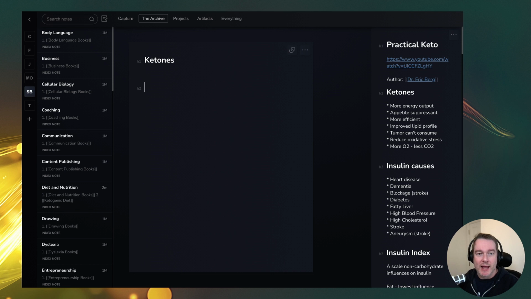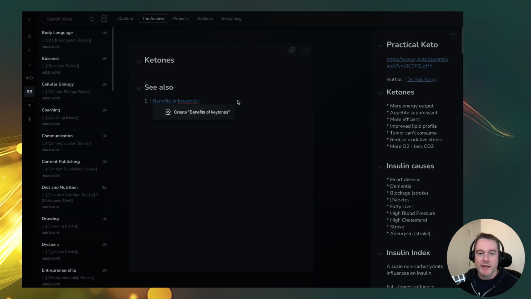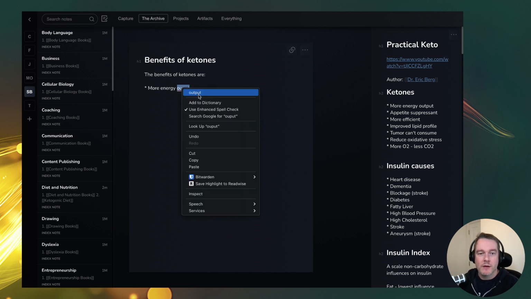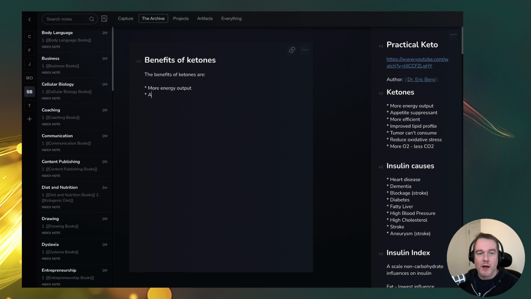So we'll create another section. We'll call this see also, and I'm going to go benefits of ketones. I cannot spell ketones. I keep putting K-E-Y. Ketones. Okay, right, benefits of ketones, and then we'll create this note here. And now we can say the benefits of ketones are, and then we'll put more energy output. It's an appetite suppressant. More efficient. More efficient at what?